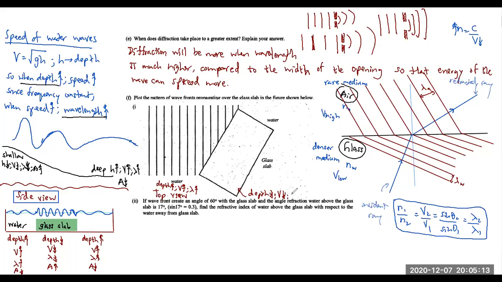Therefore, speed is less. Therefore, wavelength is less. So here we should draw small wavelengths. So how do you do that? What I do is normally you draw a reference ray. The ray here is going to be perpendicular to the wavefront, so it should be horizontal. Okay, fine. And then we need the normal. So how do you draw the normal? Normal must be drawn perpendicular like this.